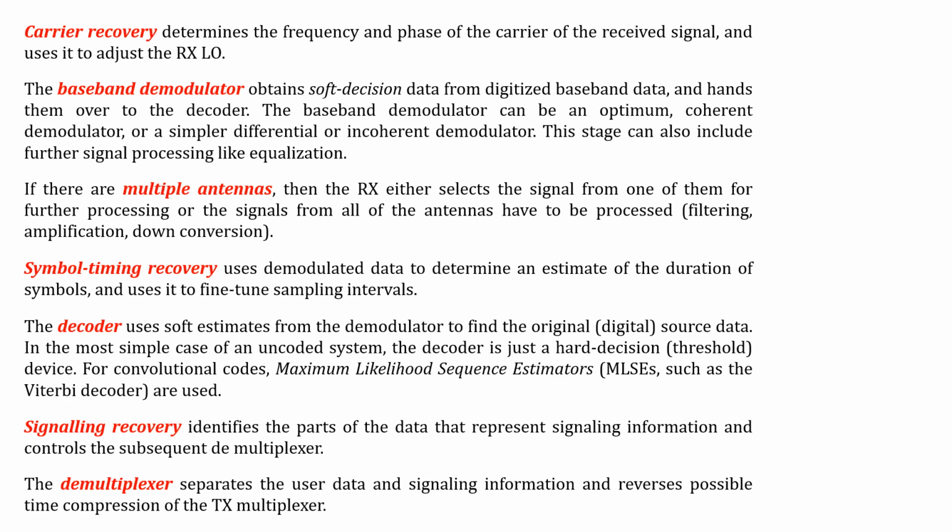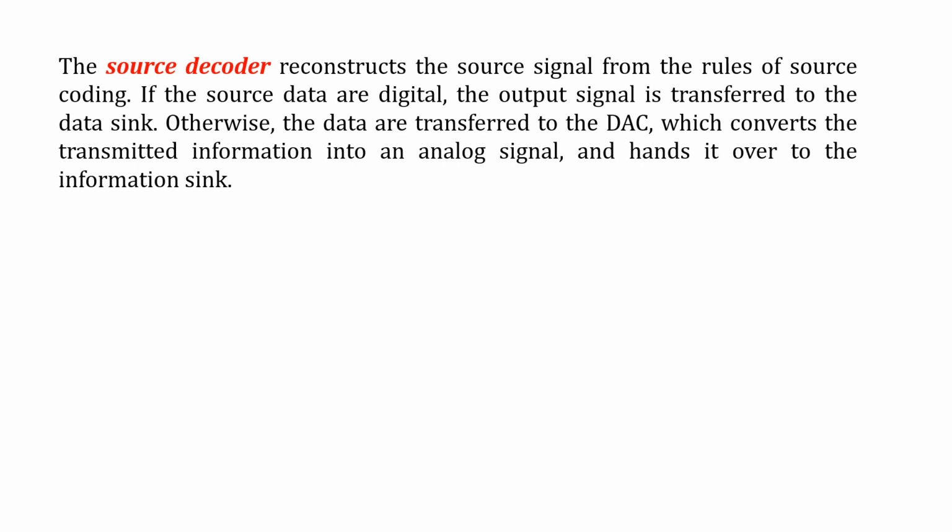The next one we have is symbol time recovery. This uses the demodulated data to determine an estimate of the duration of the symbols, and is used to fine tune the sampling intervals. The next part is the decoder, which uses soft estimates from the demodulator to find the original source data. Next we have the demultiplexer. The demultiplexer is used to separate the user data and signaling information and reverses possible time compression of the transmitter TX multiplexer. And finally we have the source decoder. The source decoder reconstructs the source signal from the rules of the source coding.